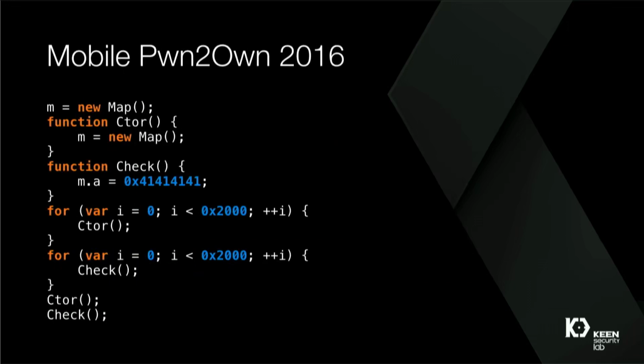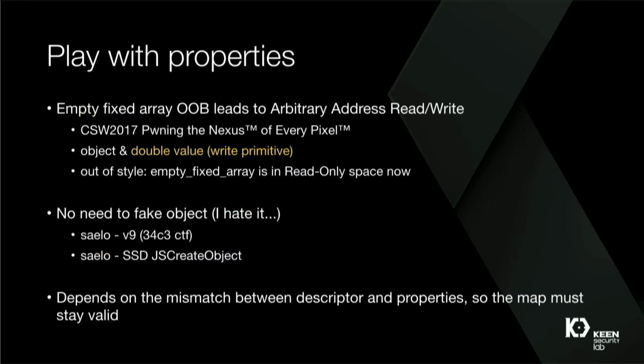Before the next case, let's go back to Mobile Pwn2Own 2016. And this is my first exploit on JavaScript. There are two optimized functions, and in the check function, the optimized code would write the number directly to the property in native assembly. However, we have already reset the global variable m in the CTOR function, so it will lead to an out-of-bounds write on the empty fixed array. In this bug, we proved that the out-of-bounds access on the empty fixed array can lead to arbitrary address read and write. And if you are interested in the exploitation, you can find my talk at CanSecWest 2017.